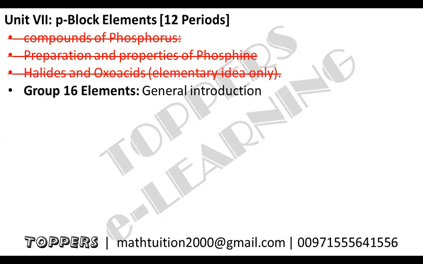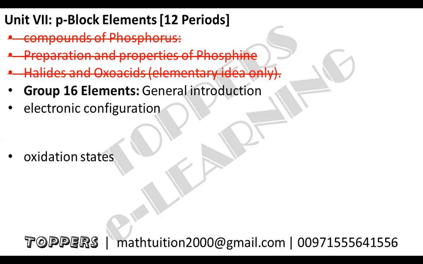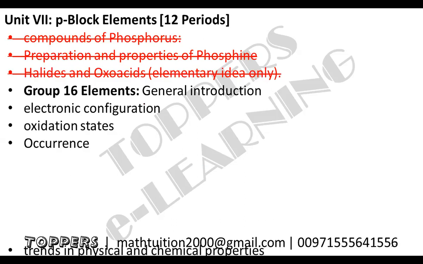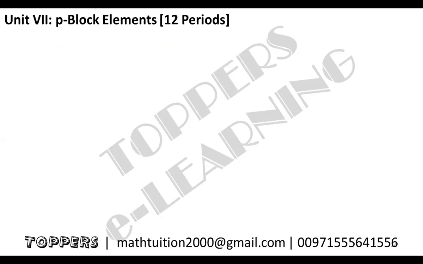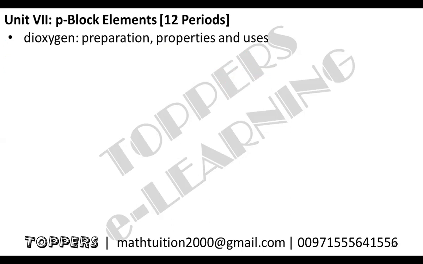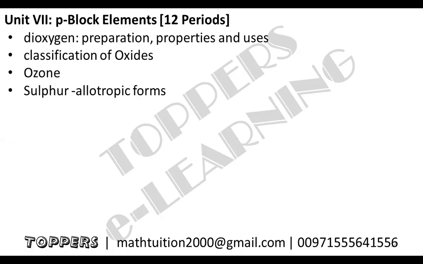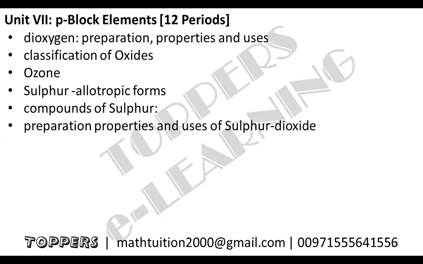Group 16 elements: general introduction, electronic configuration, oxidation states, occurrence, trends in physical and chemical properties are there. Then dioxygen preparation, properties and uses, classification of oxides, ozone, sulfur allotropic forms, compounds of sulfur, preparation, properties and uses of sulfur dioxide.